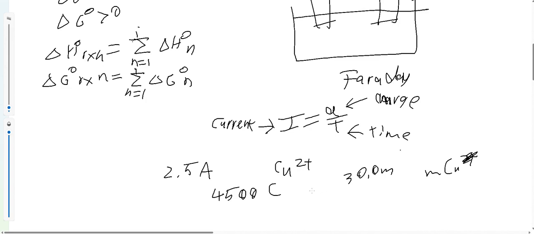Now, what Faraday discovered was that 1 mole of electrons has a charge of 96,500 coulombs. And so what we can do here is we can find the moles of electrons that pass through the circuit. We divide that by 96,500, and we get 0.0466 moles of electrons.